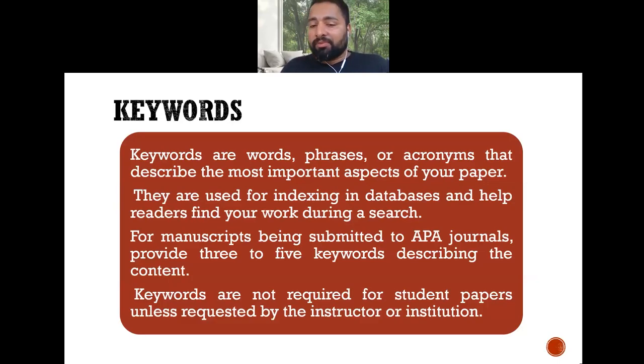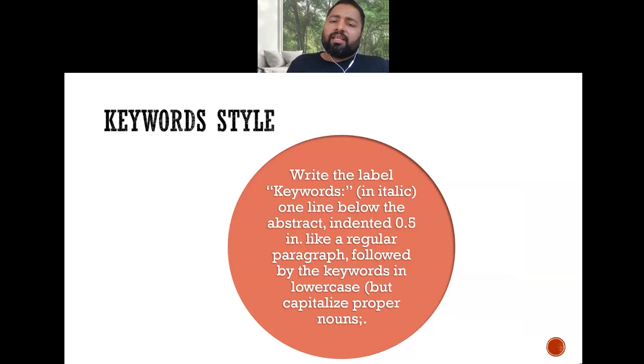Some of the journals have keyword plus and the author's keyword. When you analyze from the Web of Science data, there are two keywords: you will get the author's keyword and the journal's keyword plus. So both ways we can collect data from the Web of Science. As for keyword style, keywords are in italic, one line below the abstract and indented 0.5. Keywords may be written in lower case, but capitalize proper nouns. The first word is sometimes capitalized if it is a noun.